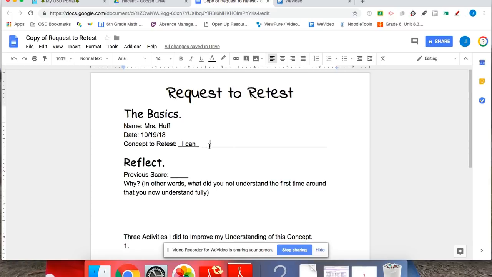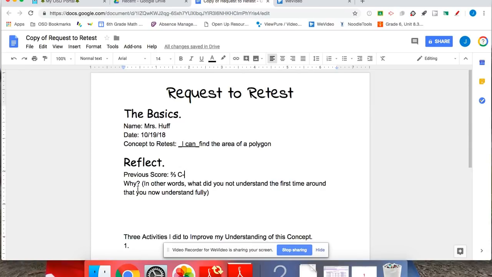So I'm looking at a progress report and I see this person needs to show they get how to find the area of a polygon. So right here, they're going to write, I can find the area of a polygon. And then they do some reflection. What was my previous score? This person's previous score was a 2 out of 3, which is a C-.